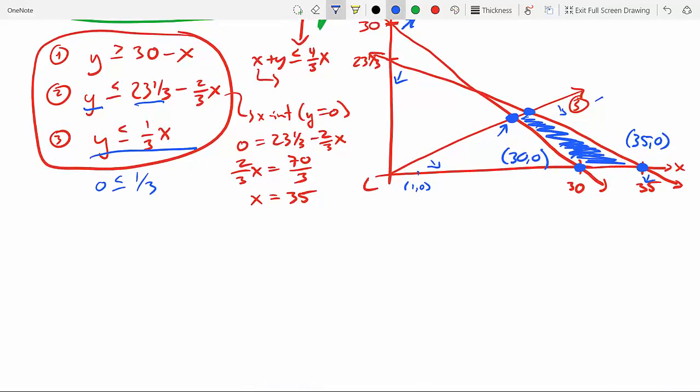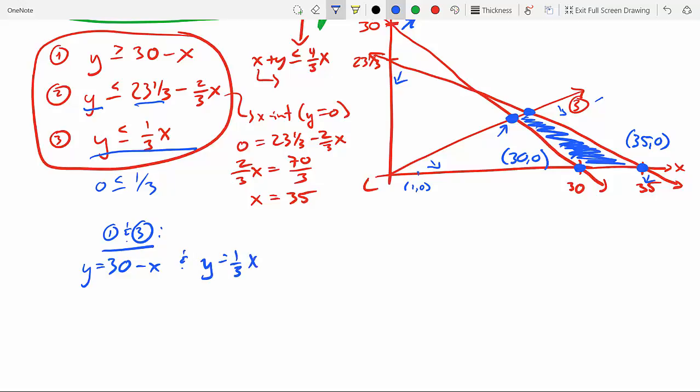So if we try to find the intersection of equation 1 and 3, we can look at our equations there and see that we've got equations of y equals 30 minus x and y equals 1/3 x. So again, we're looking at the lines here. We're not looking at the inequalities themselves. So here we've got y and y. I'll set those equal. So we've got 30 minus x is equal to 1/3 x.